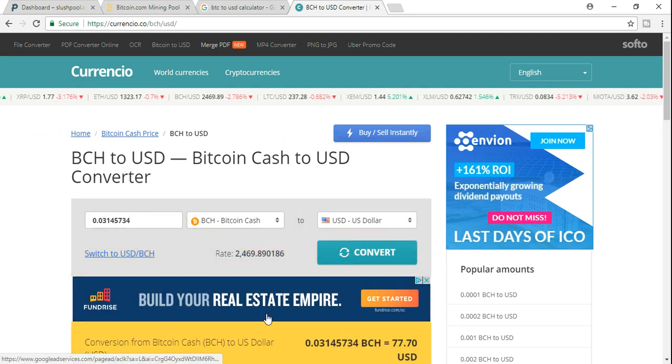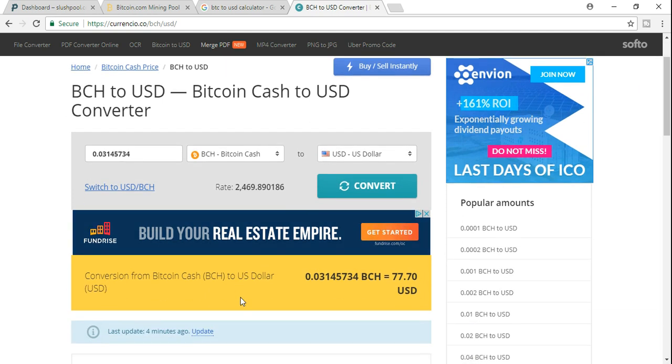All right, $77.70. So currently, right now, it is more profitable to be mining with the Bitcoin.com mining pool compared to what I'm seeing. I'm not promoting anything in any way, guys. If you're happy with Slush Pool, stay with Slush Pool. If you're happy with the Bitcoin.com mining pool, stay with the Bitcoin.com mining pool.